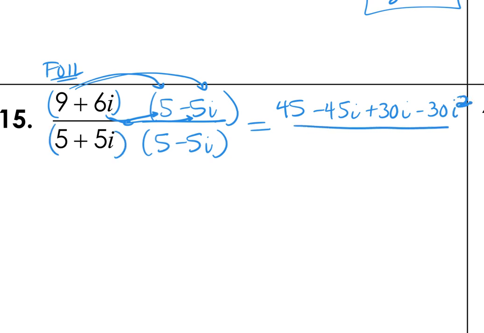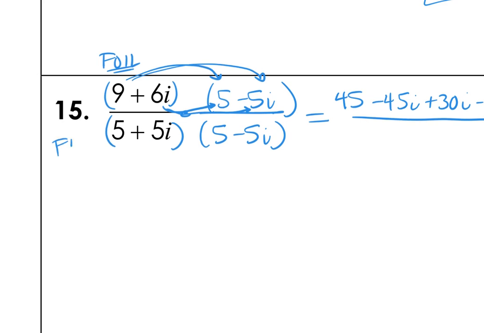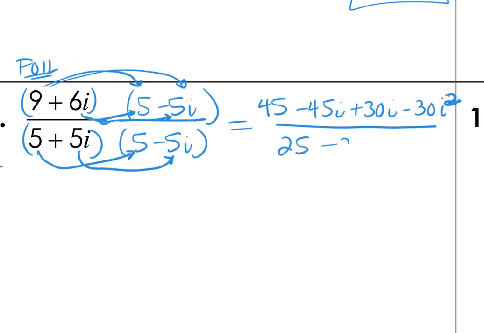The denominator is a little bit easier because we have those complex conjugates. We could just do first and last. So 5 times 5 is 25. And then I'm going to do the last two terms. 5i times negative 5i, negative 25i squared.